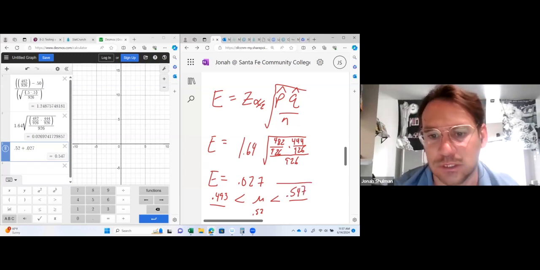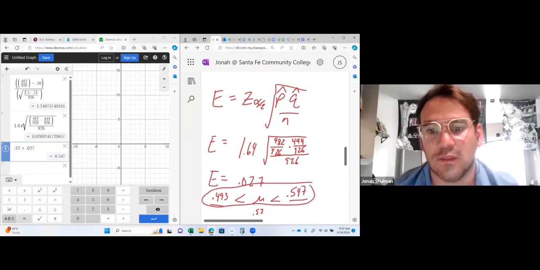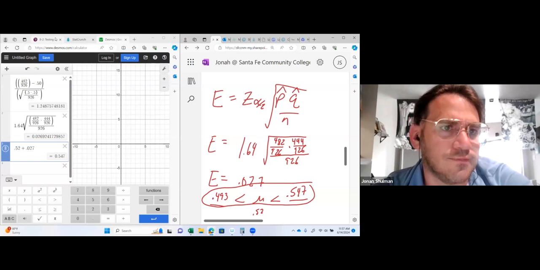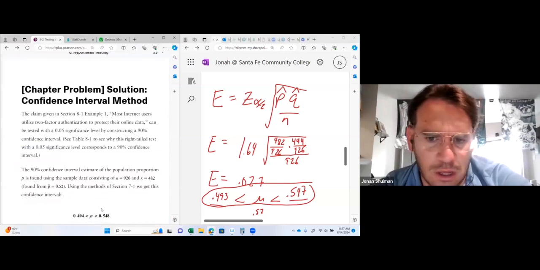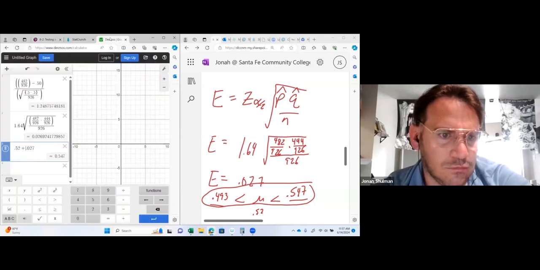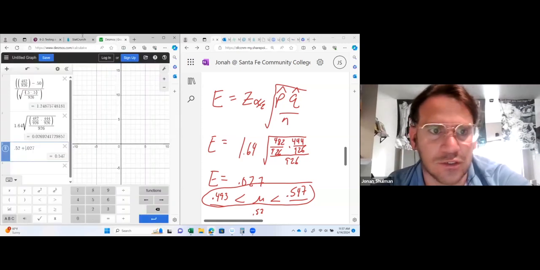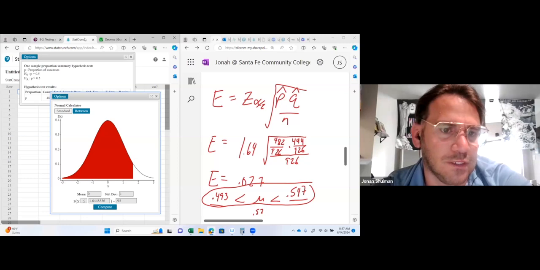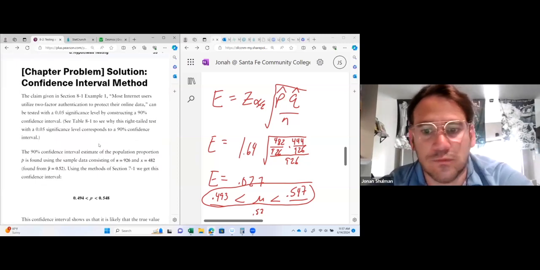Are we 90% sure that it falls within this range? 0.494, 0.48. Did I round them wrong? Oh yeah, I should have the extra one. I'm totally fine with it though. That's how you do it. So cool. All the steps.